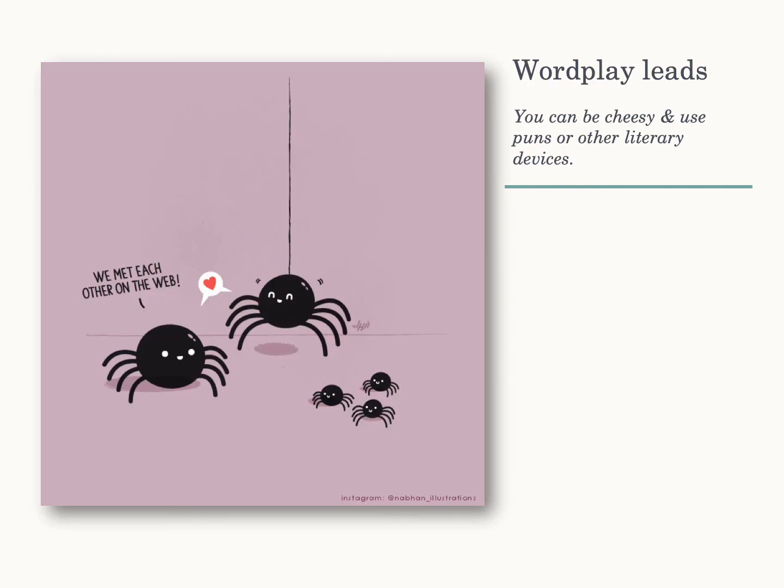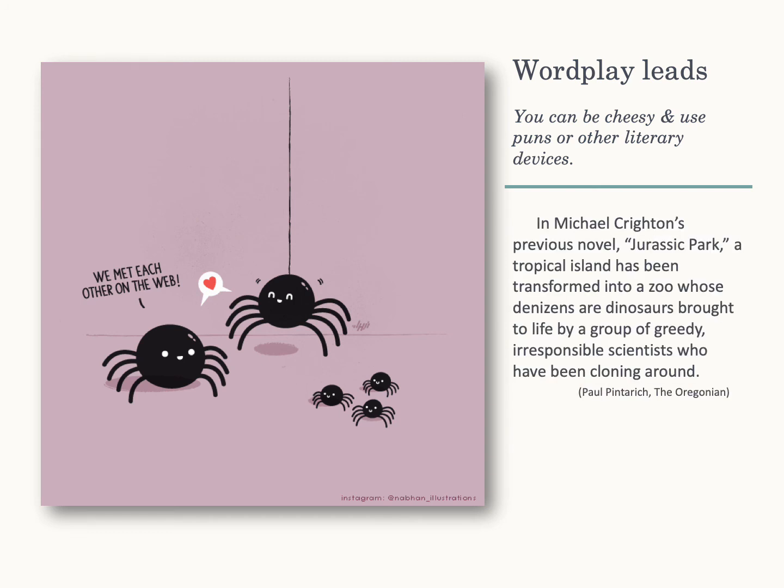Now, those of you who are cheesy by nature, right, this is where you get a chance to shine. You get a chance to use puns. You get a chance to use fun words. So in Michael Crichton's previous novel, Jurassic Park, a tropical island has been transformed into a zoo whose denizens are dinosaurs brought to life by a group of greedy, irresponsible scientists who have been cloning around. Right? So we get all the way to the end, and it should be clowning around, right? But the author is having fun with some words, having a play on words.